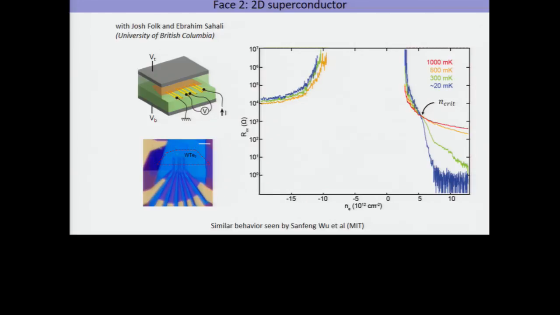For hole doping, or p doping, it's somewhat quasi-metallic. For n doping, it becomes kind of quasi-metallic. But above 5 times 10 to the 12 per centimeter squared, there's something like a phase transition, a critical point maybe. Above that, the conductance drops off. So at high densities, the resistance becomes unmeasurably small.